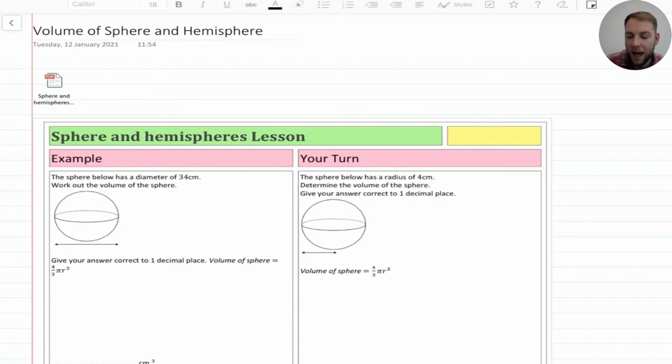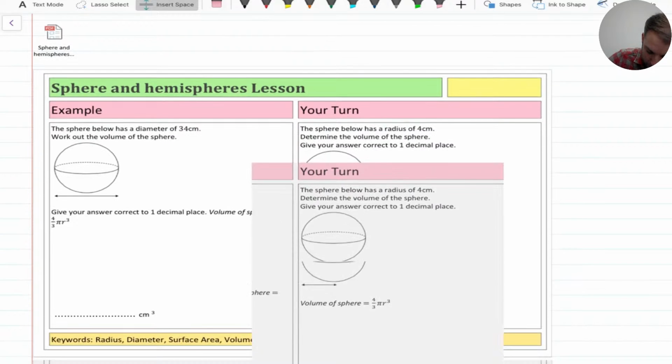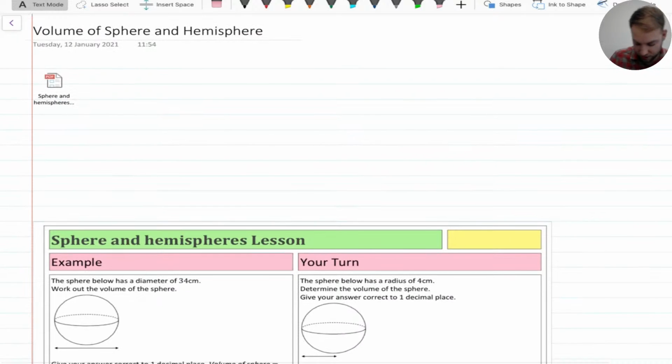Today we're going to be looking at the volume of a hemisphere and a sphere. So let's first of all draw a little note in our book. Write this title down in your notes: volume of a sphere and hemisphere. We're going to write down what the volume of a sphere and hemisphere is.